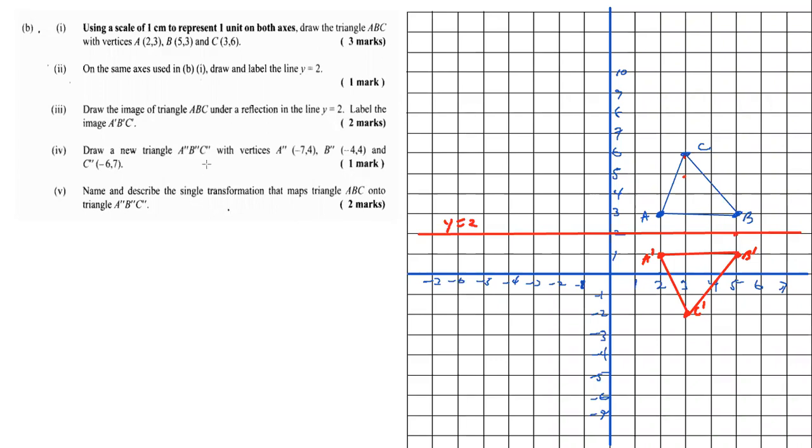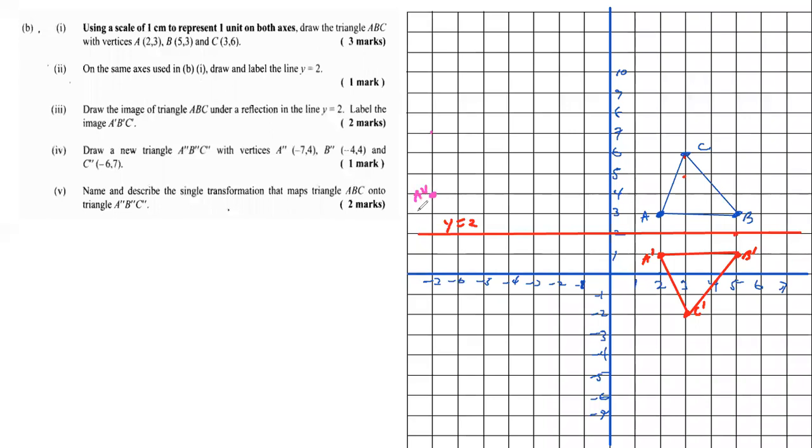Next one now, they say I should draw a new triangle. Everybody see that? Yes, sir. Draw a new triangle, A double prime, B double prime, C double prime. So I'll go to A double prime, -7 and 4. Right here, negative 7, 4. That should have been A double prime.